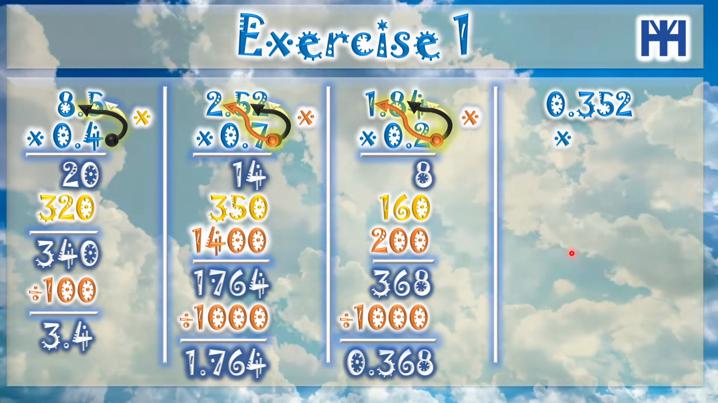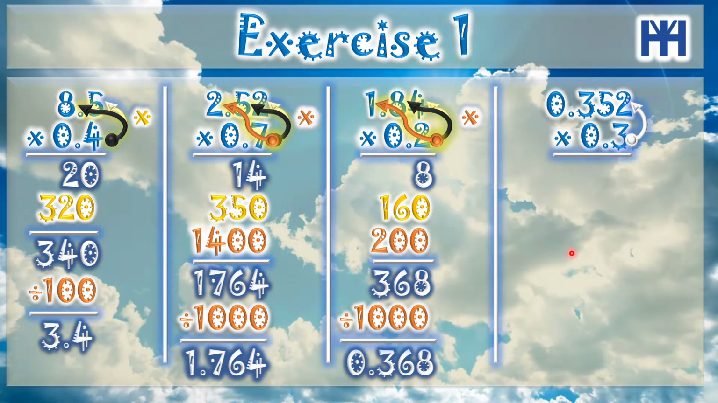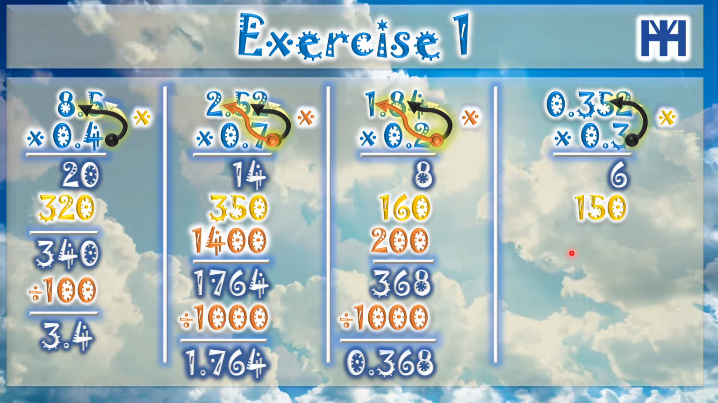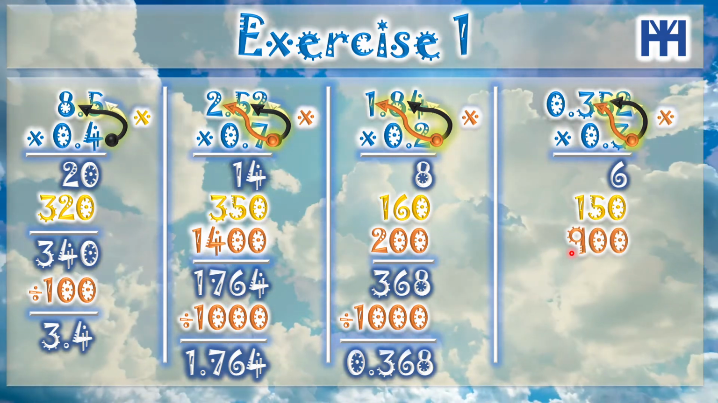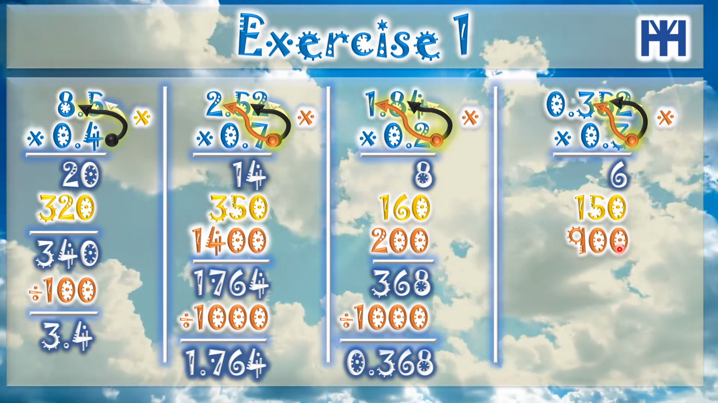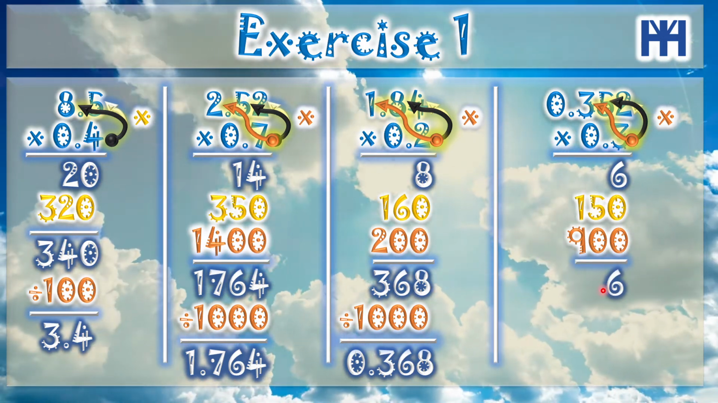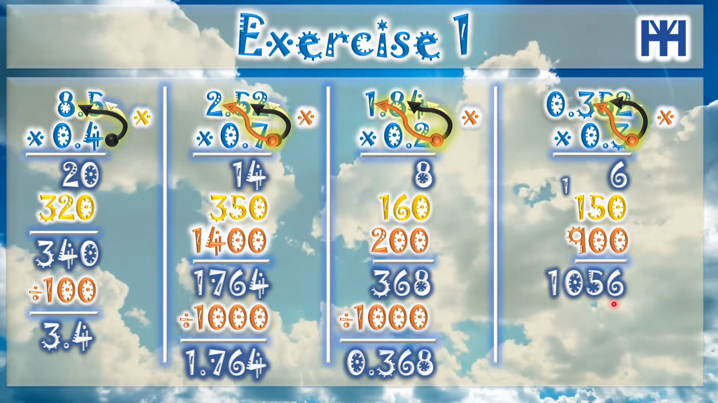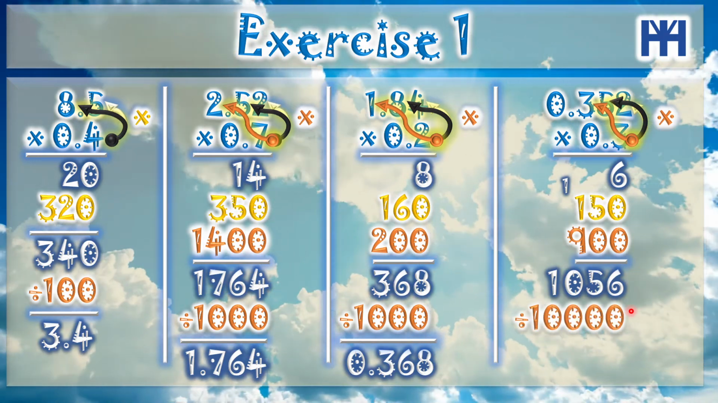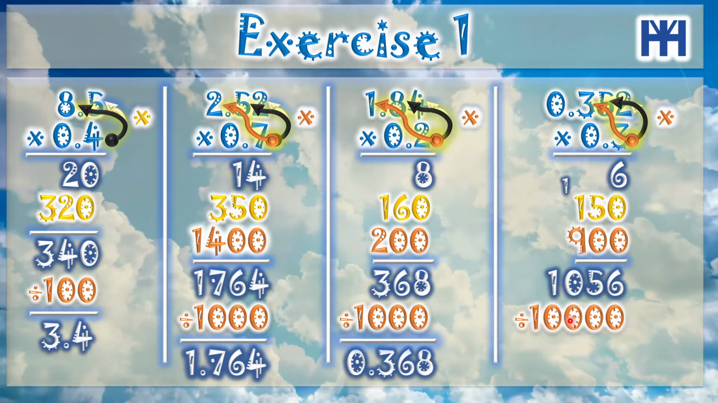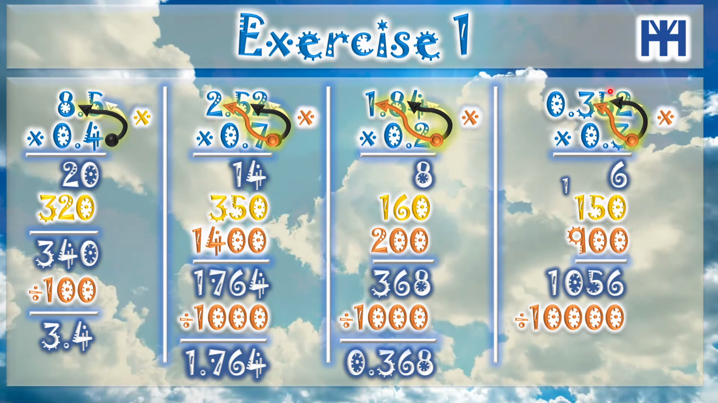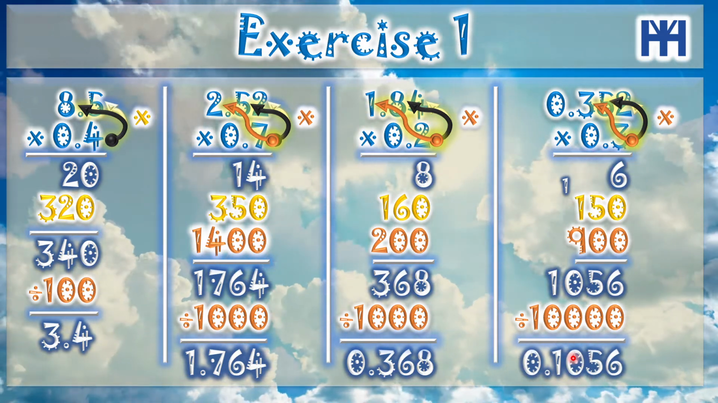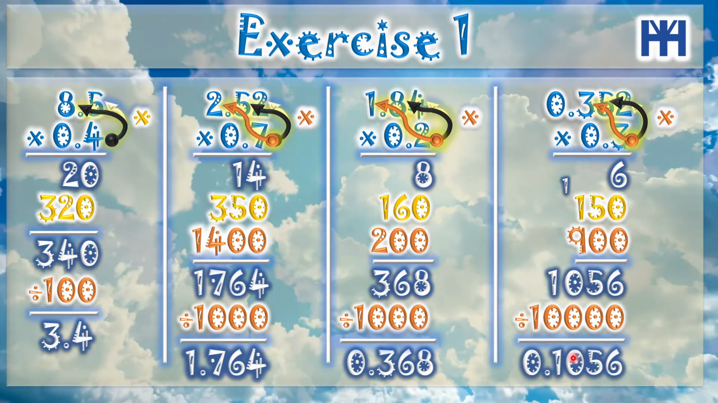Okay. Now we have 0.352 multiplied by 0.3. Okay, so 3 times 2, 6, then 3 times 50, 150, then 3 times 300, it's 900. Then we will add them, 6, 0 and 0, 6, 5 and 0, 5, 1 and 9, 10, so 0 and 1, so it's 1056. So we'll divide by 10,000. So there's 4 numbers here, 1, 2, 3, 4, 4 numbers after the decimal, so we'll divide by 10,000. So it will be 0.1056.